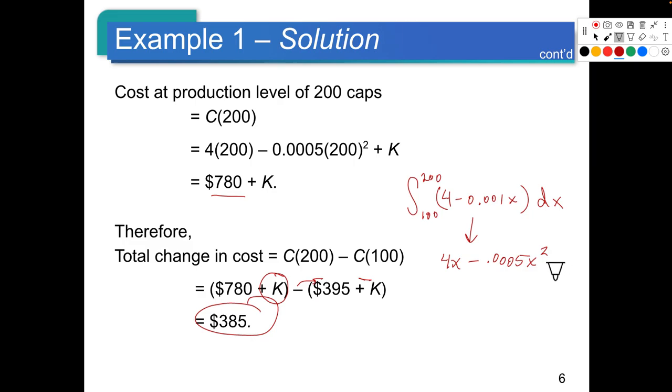Which we did. And then we're going to evaluate it between 100 and 200, which means we plug in the 200, and then we plug in the 100, and we subtract those two values. And that's what we're doing. And what we're going to get is the area under this curve. So remember, this was a derivative curve. It was the marginal cost.